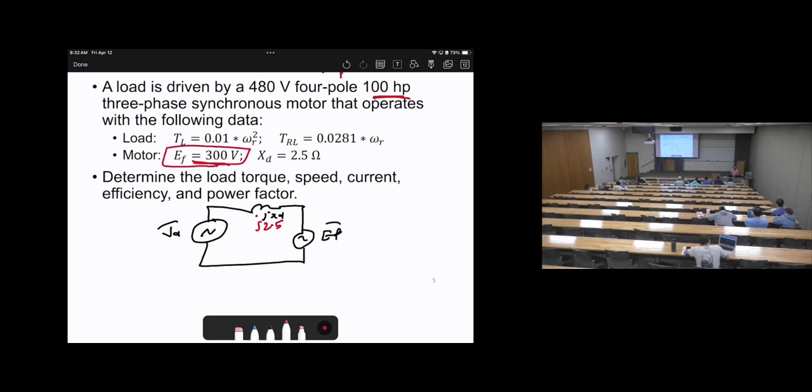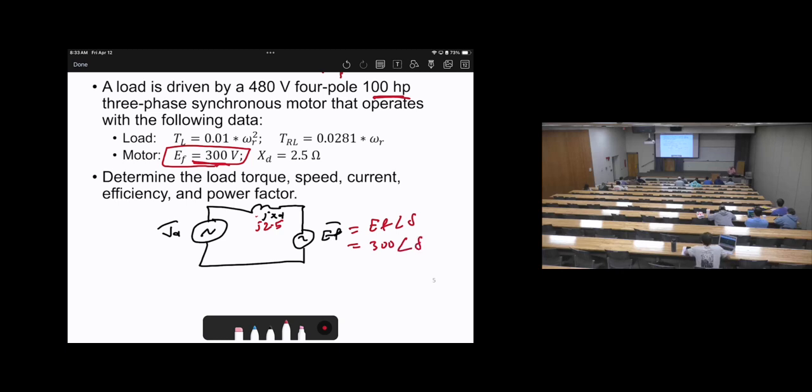Do we know delta? Don't assume it's 0, because EF is given as magnitude. It's not given as EF bar, it's given as EF alone. So as a result, we can say EF is EF angle delta. Then it will be 300 angle delta. So we have delta as unknown.